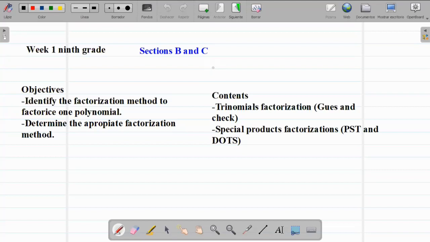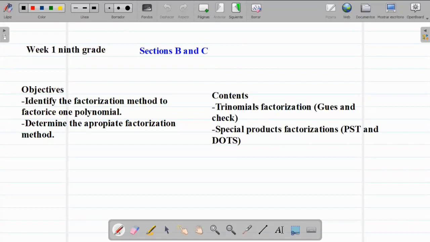I want you, at the end of this video, to understand, or finally identify, the factorization method to factorize one specific polynomial and then determine the appropriate factorization method. Those are objectives or skills that you will practically win just by visualizing, analyzing, and concluding what's the best and appropriate way to apply this method.